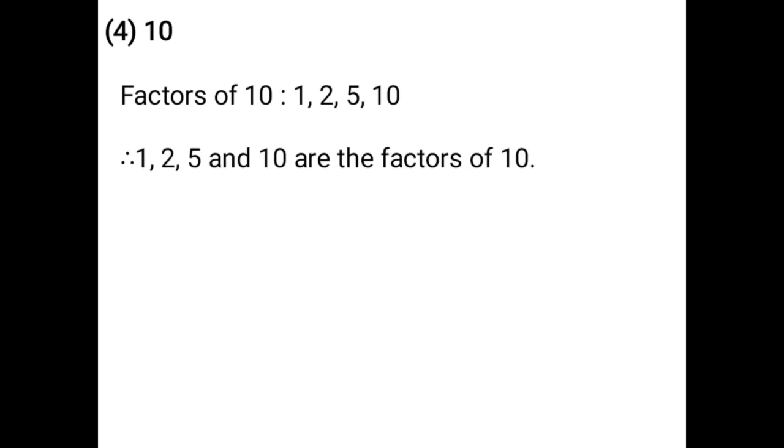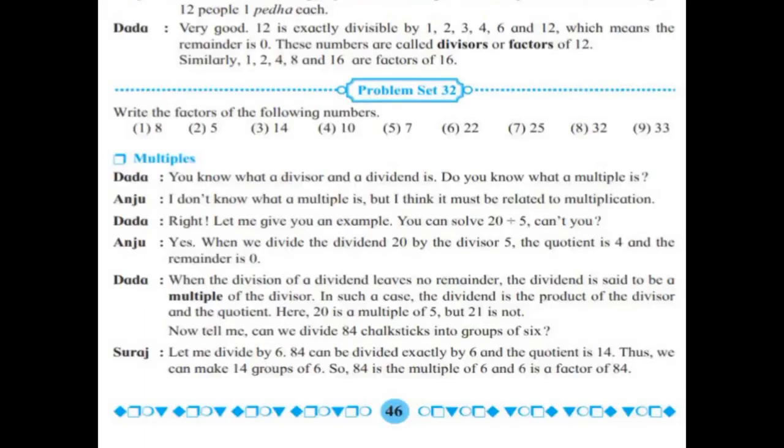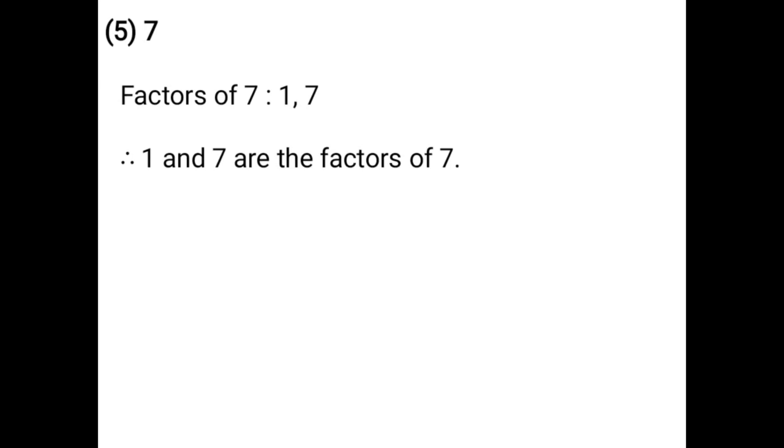10. Factors of 10. Tables going of the number 10 are 1, 2, 5, 10. Therefore, 1, 2, 5 and 10 are the factors of 10. 7. Factors of 7. Tables going of the number 7 are 1, 7. Therefore, 1 and 7 are the factors of 7.